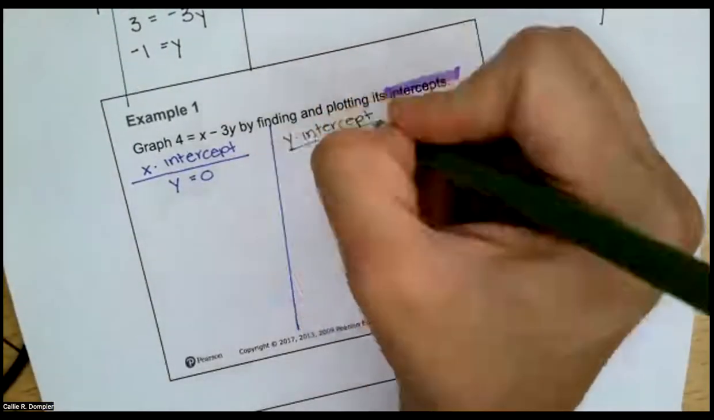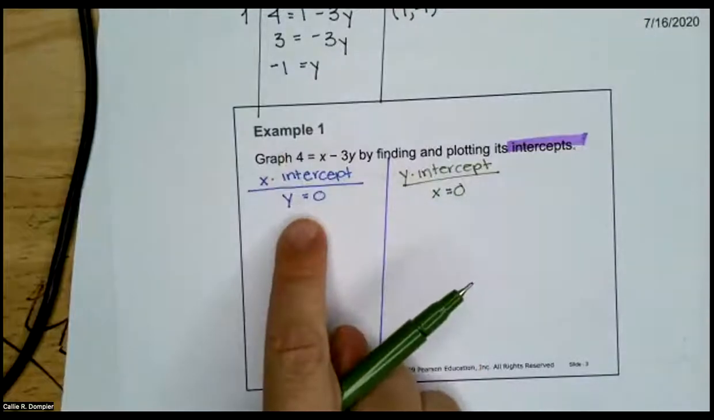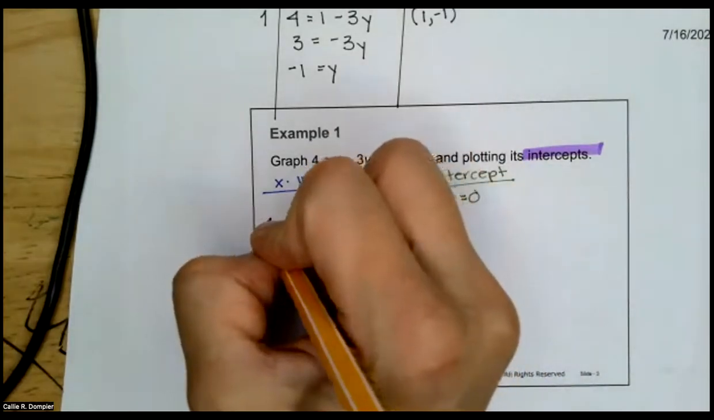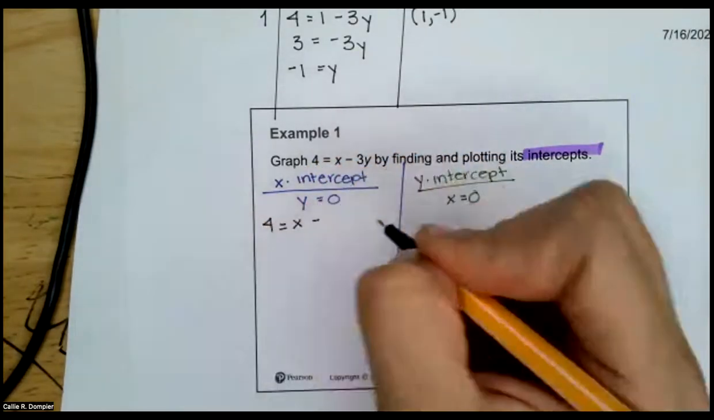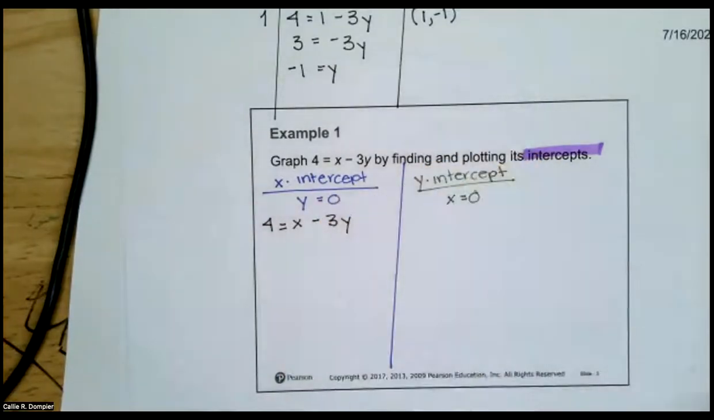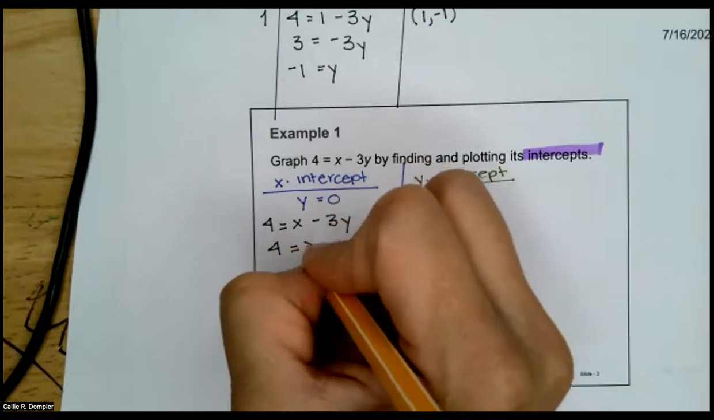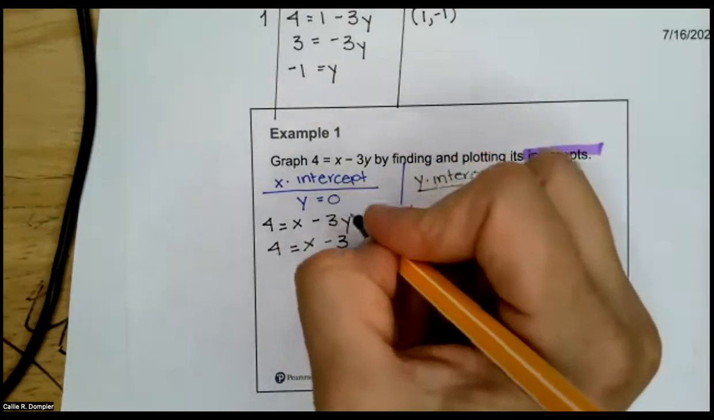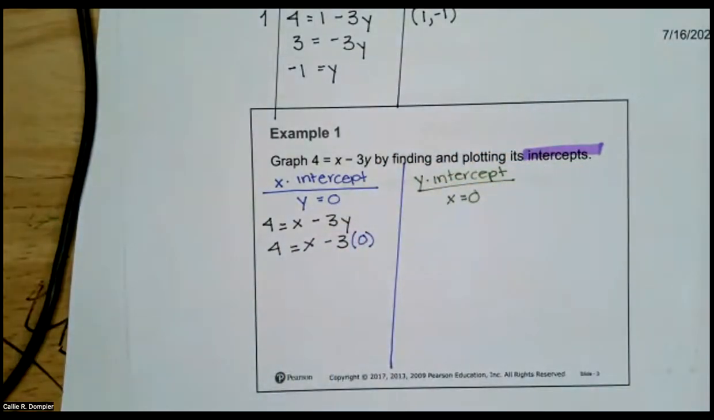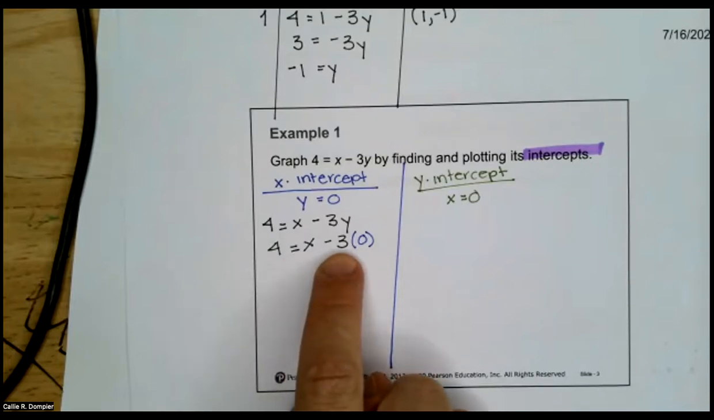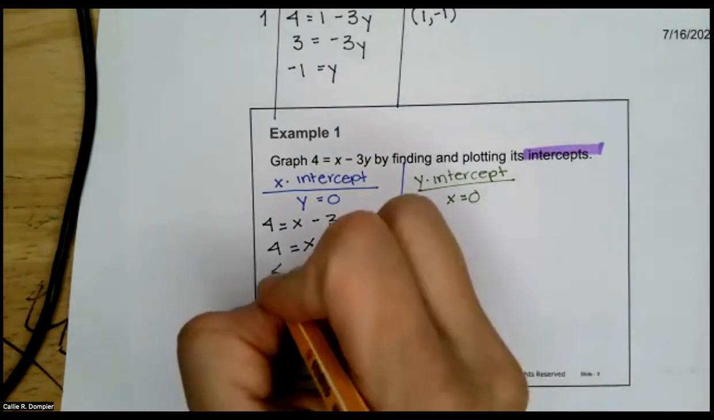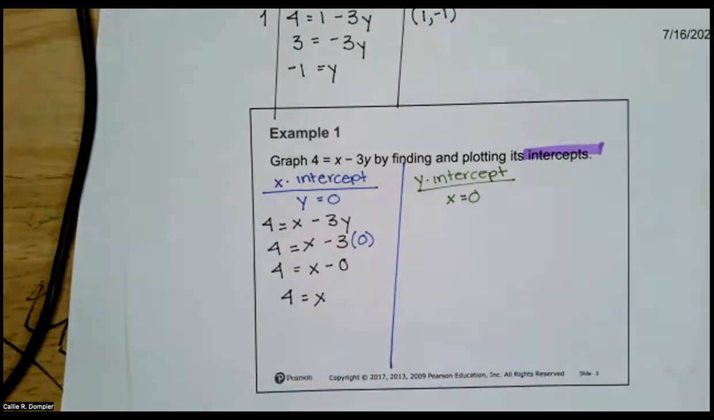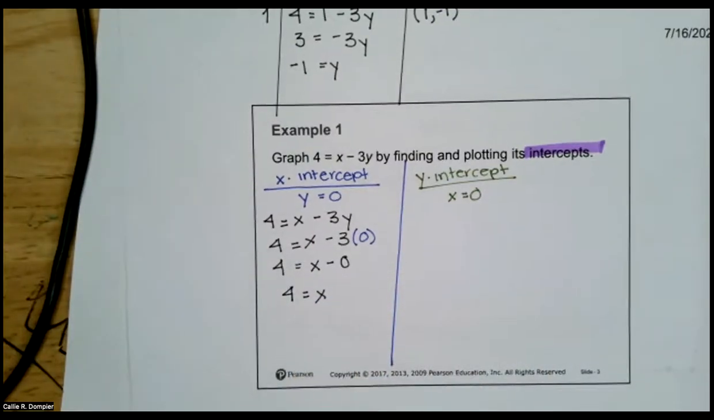So we're using that equation. Instead of making a table, we're just taking this and saying that y is 0, all right? So 4 equals x minus 3y. Instead of y, I'm putting in a 0 with parentheses, just to be clear, okay? 4 equals x minus 3 times 0. That means that is now 4 equals x minus 0. 4 equals x, okay?